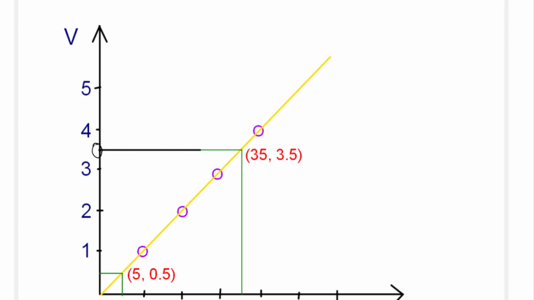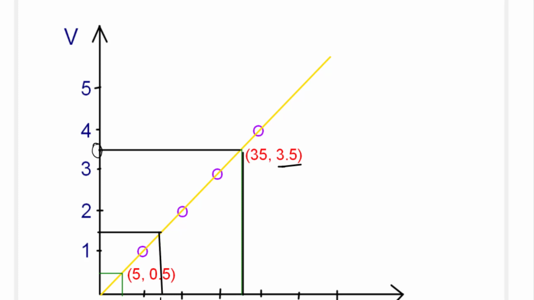This 3.5 is touching the line at this point. Correspondingly we draw a perpendicular to the x-axis, and this is what we get. For V equal to 3.5, the I reading is 35. Similarly, if we want to know for 1.5, we can draw a line from 1.5 of V and touch it down here. This becomes that particular value.